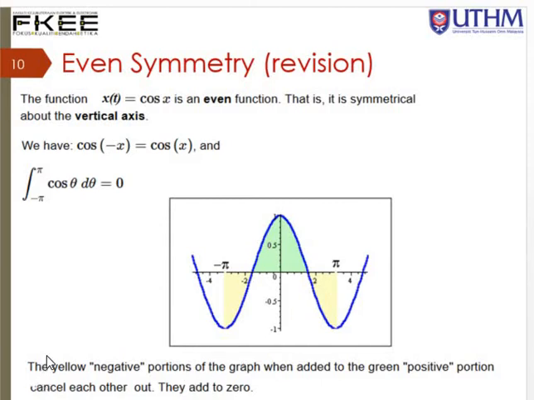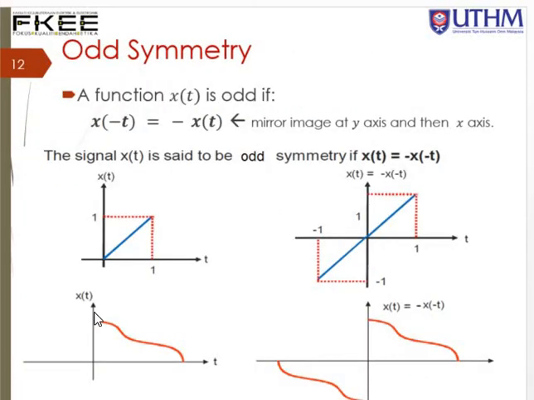Therefore, an and bn are 0. Now look at the odd symmetric. Odd symmetric is x(-t) equal to minus x(t).